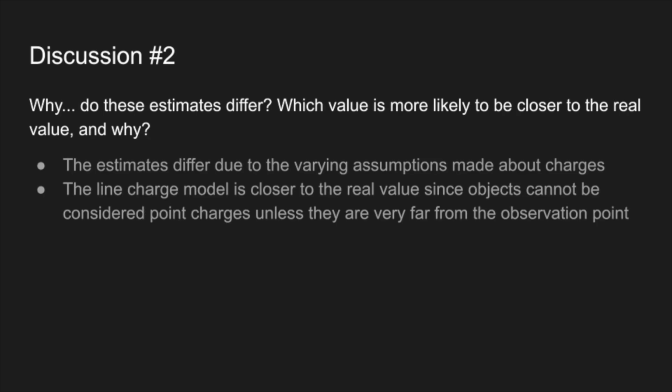Discussion 2. Why do these estimates differ? Which value is more likely to be closer to the real value, and why? The estimates differ due to the varying assumptions made about charges, and the line charge model is closer to the real value since objects cannot be considered point charges unless they're very far from the observation point.